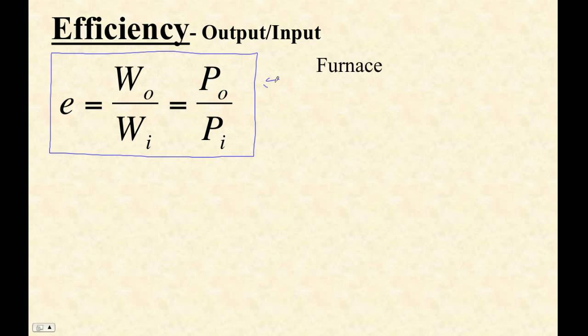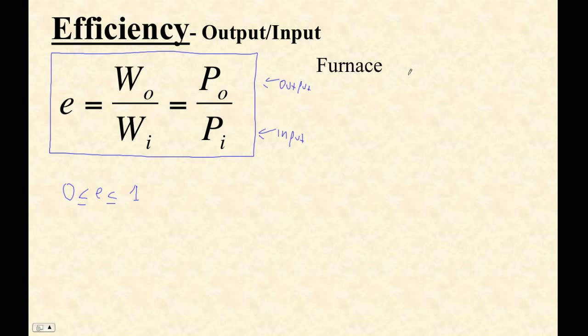So this is output, right? This is the input, okay? Typically efficiencies are numbers between 0 and 1, okay? But you could express it as a percent, okay?